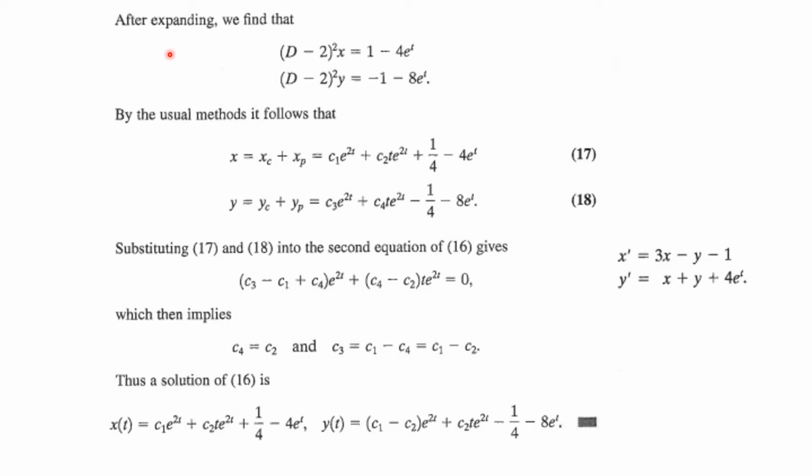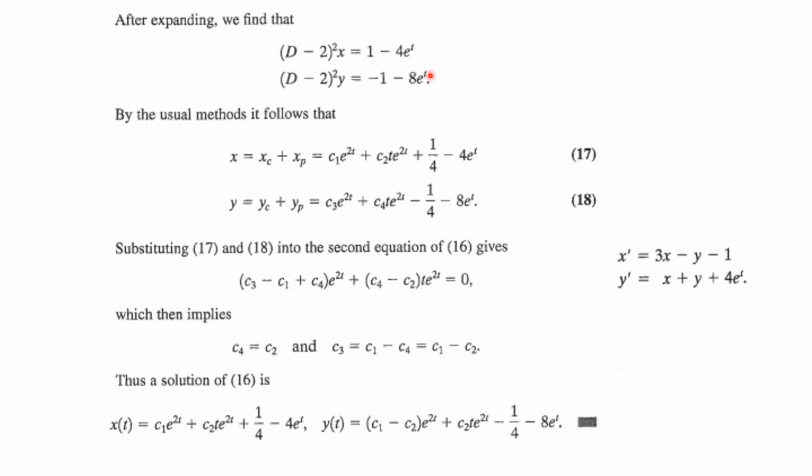Okay, you should do this work, but after expanding, you can find that this is the differential equation for x. (D - 2)^2 x = 1 - 4e^t, and (D - 2)^2 y = -1 - 8e^t. So we work through to find these solutions. Now notice that the complementary solutions here and here are going to have e^(2t) plus t e^(2t) in both of them, but the constants are not necessarily the same. We have c1 and c2 here, and c3 and c4 here.